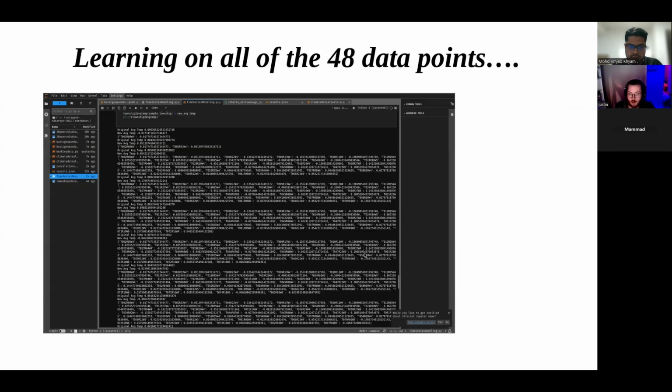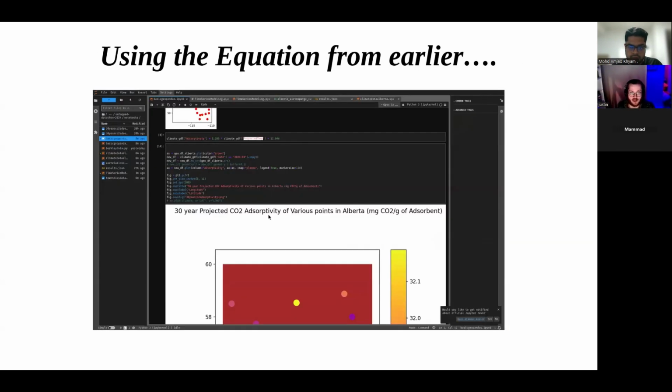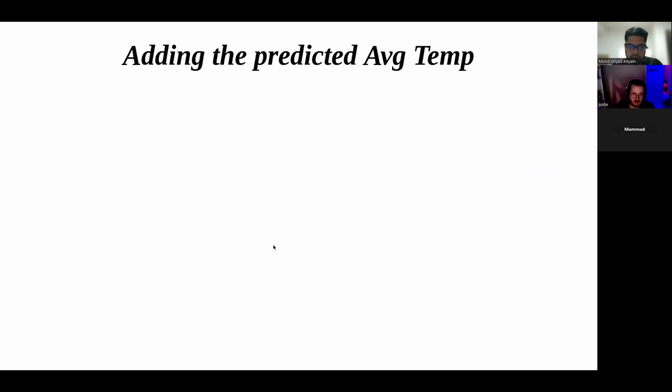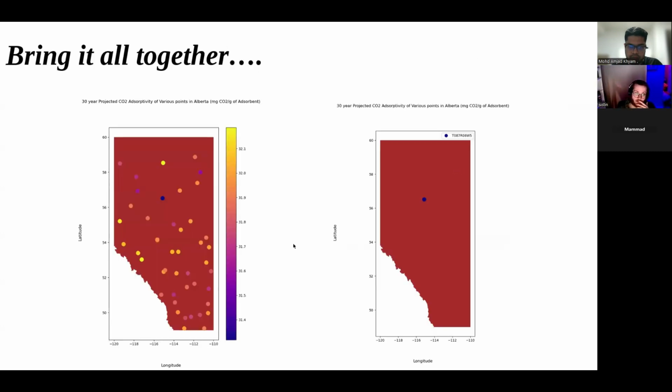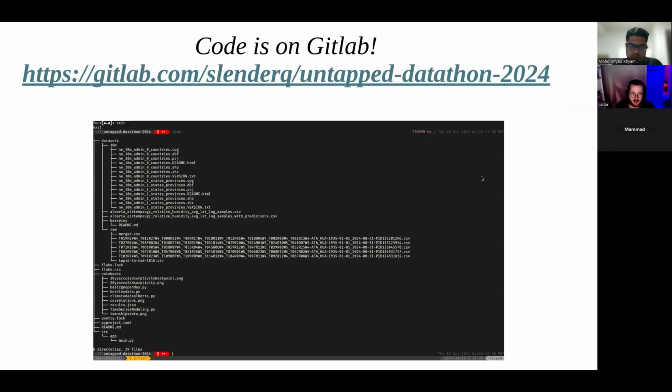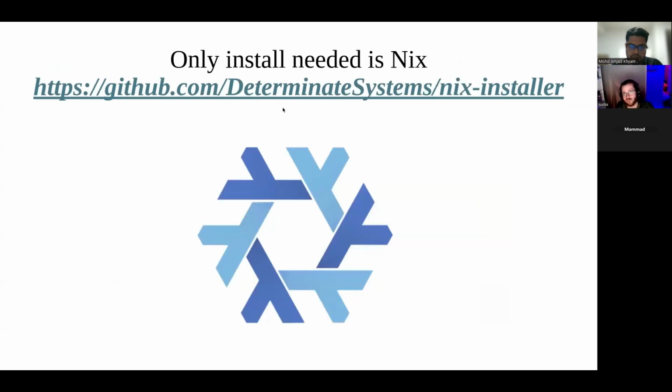For all 48 of our townships, we batch processed that. Then, using our equation, our projection of absorptivity, we made an average predicted temperature in the next 30 years column on our data. From that, we were able to do a graph where we can see the various sites on their suitability for carbon capture. Specifically, you can see the later ones are better, and we have a single point that's good. Our data is all on this GitHub, and please install this specific installer if you'd like to try running it yourself.